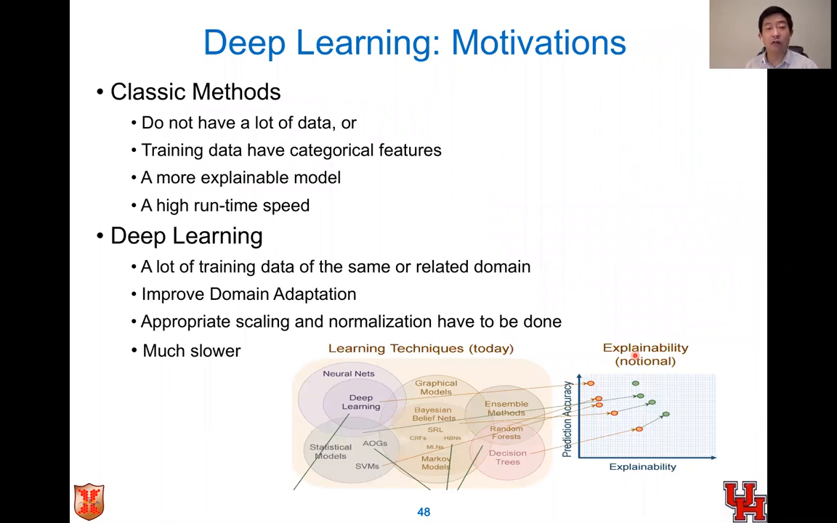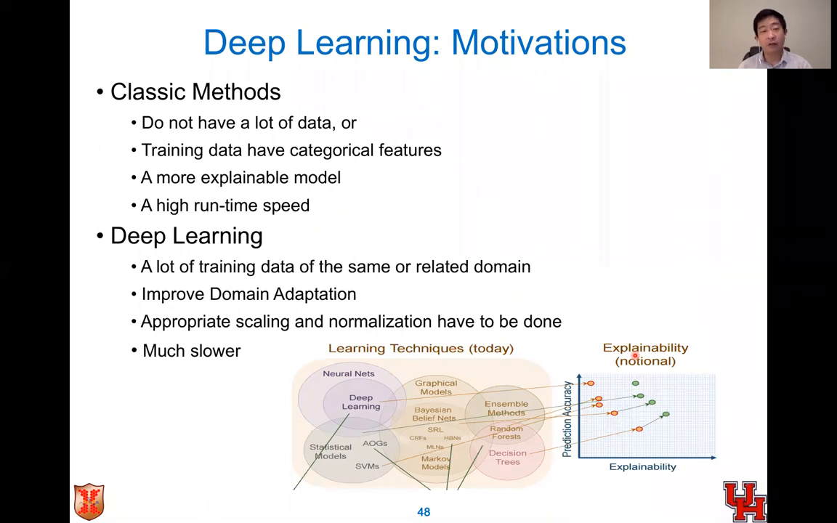For classical methods like SVM, K-means, or random forest, you do not need a lot of data. The training data have categorical features, and the results are very explainable with a very high data rate.